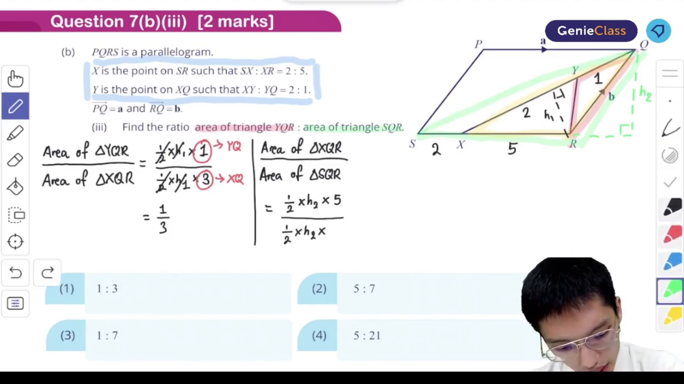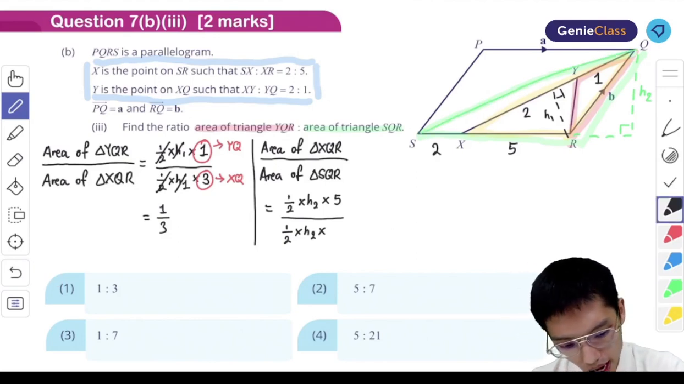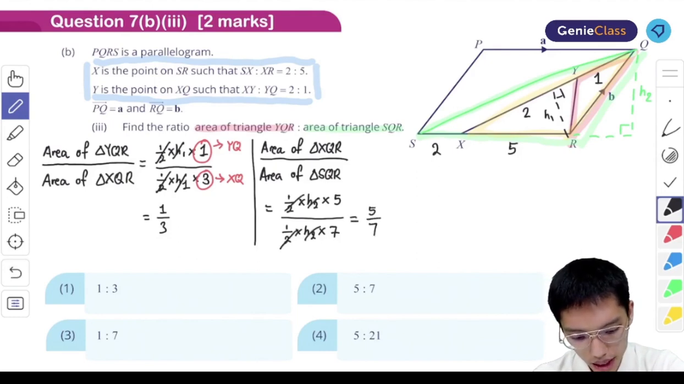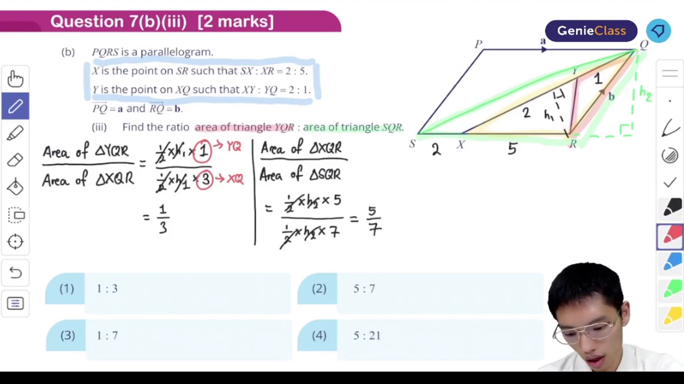Okay, it's not exactly straight. Let me draw again. SQR. So that's where I have 7, henceforth, cancelling the common terms, I have 5/7. And that's where some of you realize, oh, 5/7, it is over there. But take note, I'm looking for the ratio of YQR to SQR.